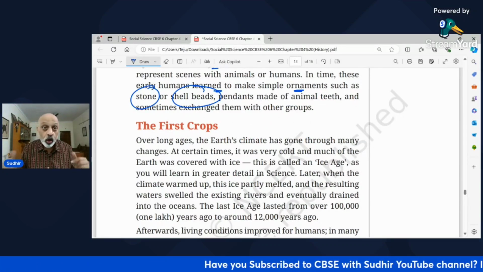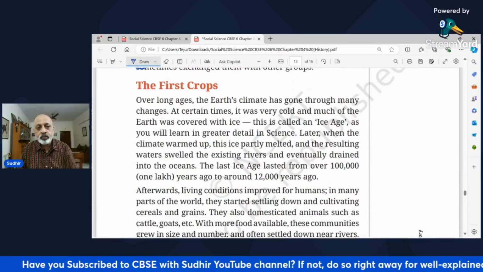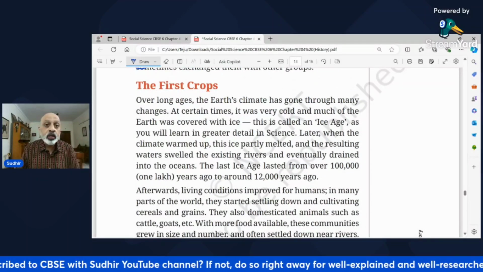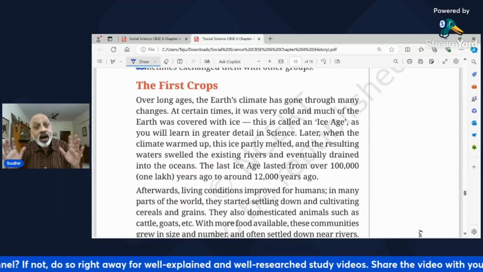Now we talk about the crops. Earlier it was like this, as we saw in the first graph in the picture, that there used to be something called the ice age, when the entire planet was actually covered with ice.